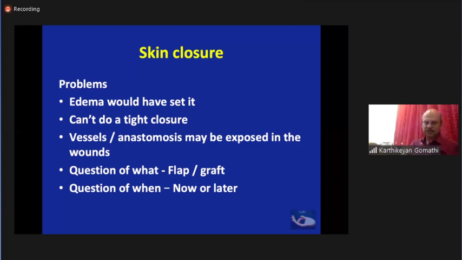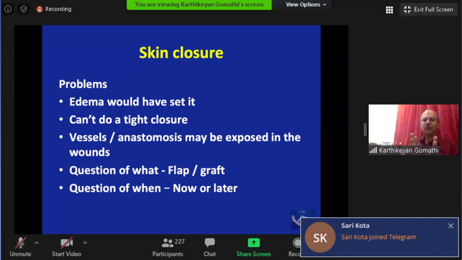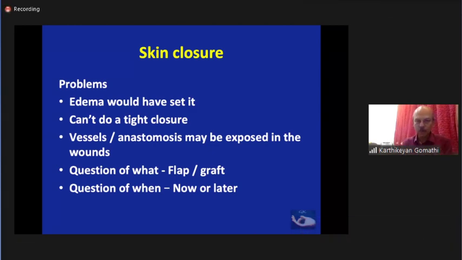Now, there are two questions. Now, there is an exposure of the vessels. I am not able to close the skin. The replanted hand or finger is doing very well, but I'm not able to close the skin. Can I leave it open? There are chances it gets infected. There are chances that the vessel may get exposed, and after infection, it can get thrombosed. So I've got two questions now. Question of what to do for skin closure, whether we need to do a flap or a graft, and the next important question is when should it be done, now or later?